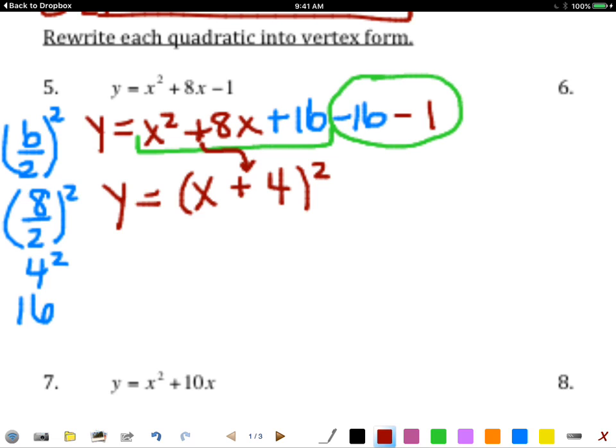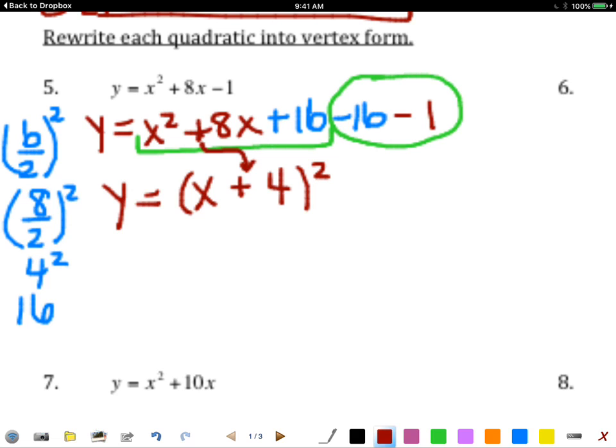Two separate parentheses, but when they're the same, we write 1 with a little squared outside. Okay? Now, if you ever want to double check yourself, do what we did a little bit ago in number 1 and write it out. X plus 4 times x plus 4, and do your distribution there, and you'll see that you get x squared plus 8x plus 16. Okay?